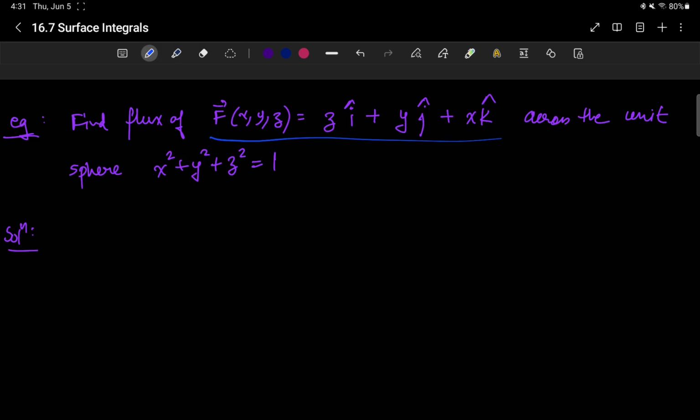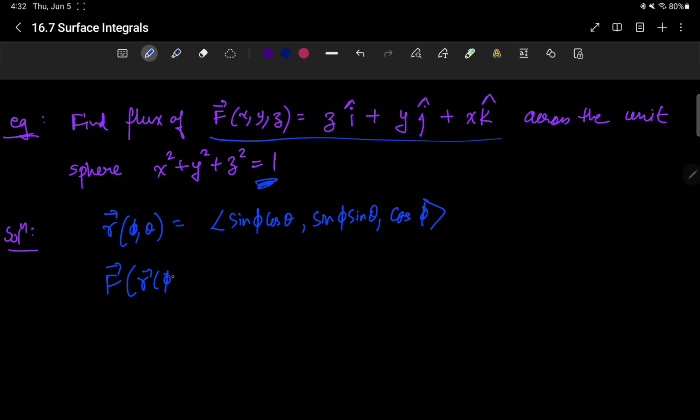So first of all, we need a parametrization. Because we are in a sphere scenario, we will use this parametrization, which is sine phi cosine theta, sine phi sine theta, and cosine phi, because r is 1. Once you have that, we will rewrite our vector field in parametric form. So we have zi cap, which means cosine phi. We have yj cap, so this is sine phi sine theta, and xk cap, so sine phi cosine theta.